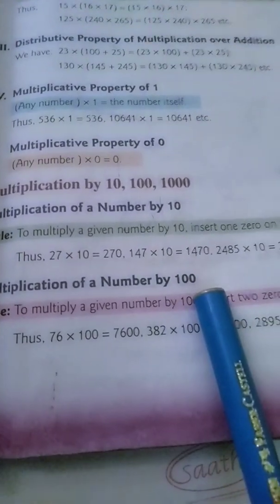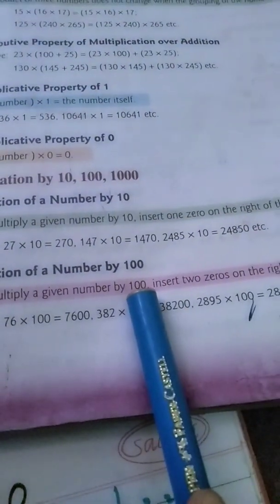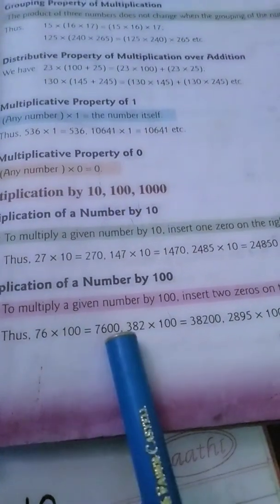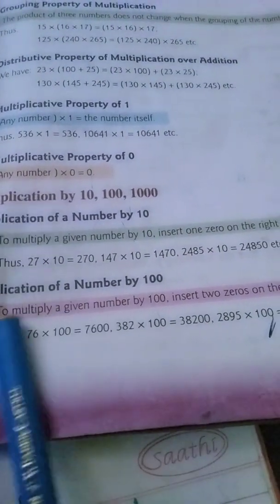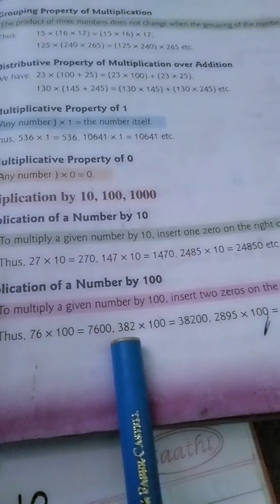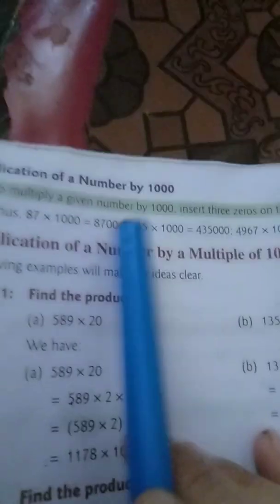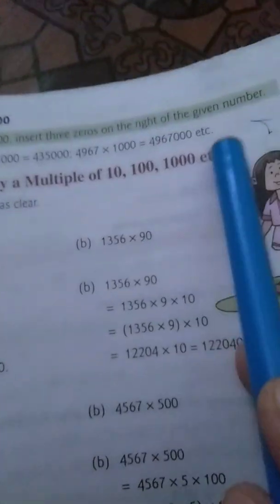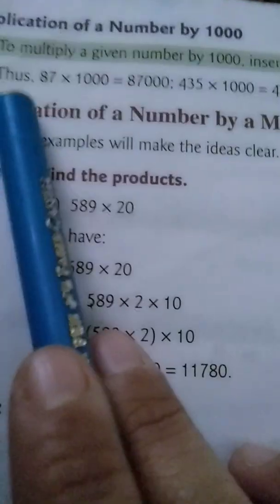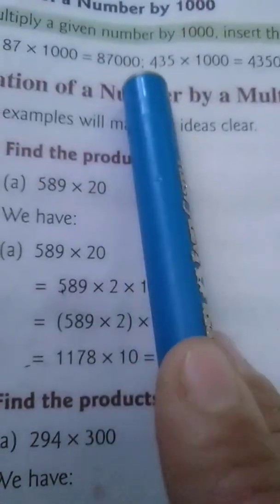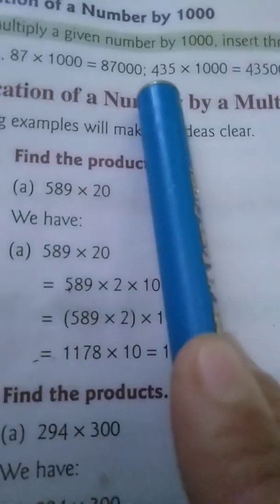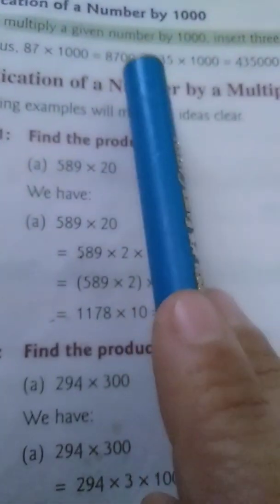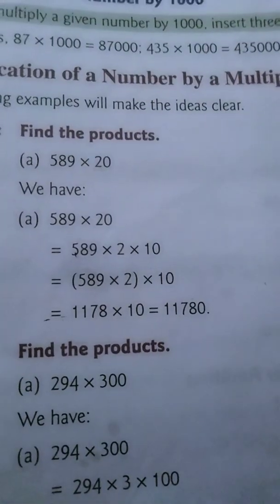Similarly, if we multiply by 100, then we insert 2 zeros because 100 has 2 zeros. We insert 2 zeros on the right side of the number and our multiplication is done. We are not supposed to calculate anything. Similarly by 1000 also, because 1000 has 3 zeros, we insert 3 zeros on the right of the given number. See, 87 into 1000 means 87,000. Just write 87 and put 3 zeros with it. This is how we multiply by 10, 100, 1000. We are not supposed to show any product.